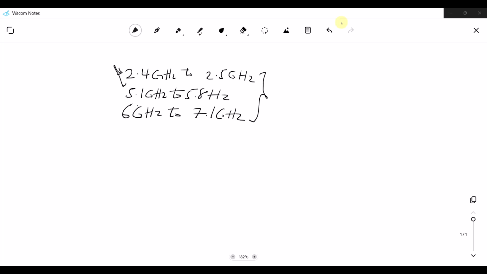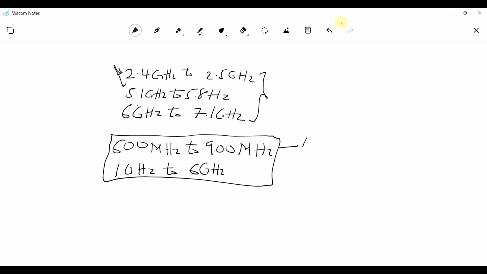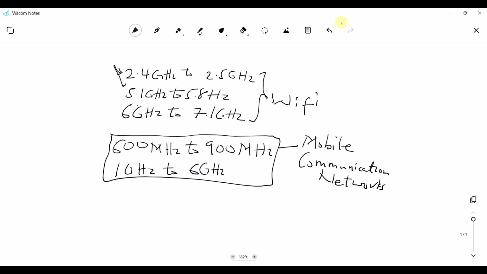Some mobile communication operates within the frequency of 600 megahertz to 900 megahertz. And others, like 5G and 4G, operate here. And some also operate within 1 gigahertz to about 6 gigahertz. So these are typical frequency ranges for mobile communication networks, and this is for Wi-Fi.